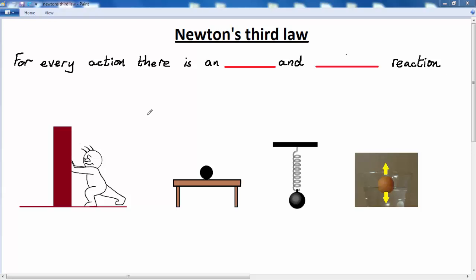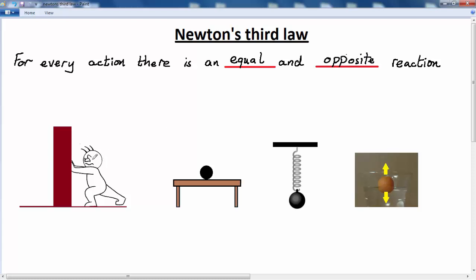In this lesson we're going to look at Newton's third law. Now before we explain this law, let's just state what it says. And it says this: for every action there is an equal and opposite reaction.